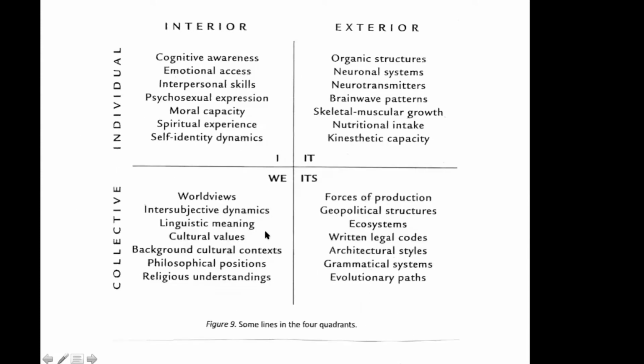So here is an example of the lines put into the four quadrants. If you were to take something like emotional access, that's in the upper left: your ability to access your own emotions, your self-awareness of your own emotions, and your self-management of emotions. They would show up in the upper left as, I'm aware of what I'm feeling right now. But if you were to look at them from the upper right, that correlates with the feeling you have; there would be a neurotransmitter on a brain scan or a brainwave pattern.